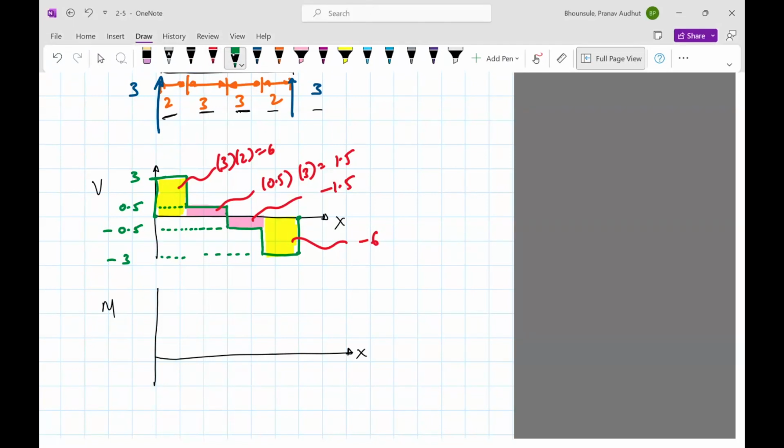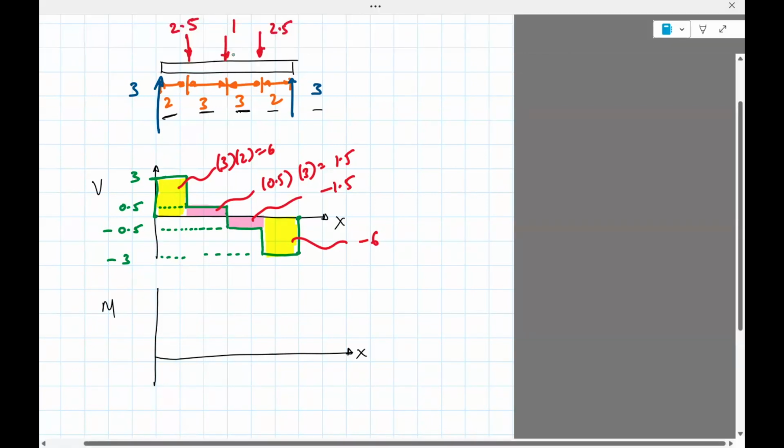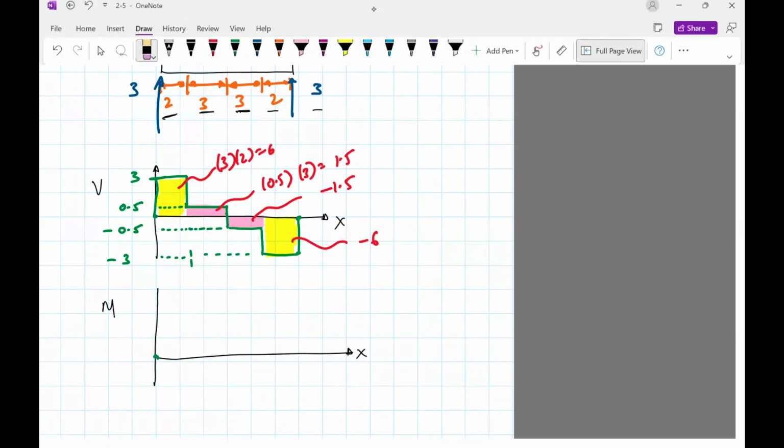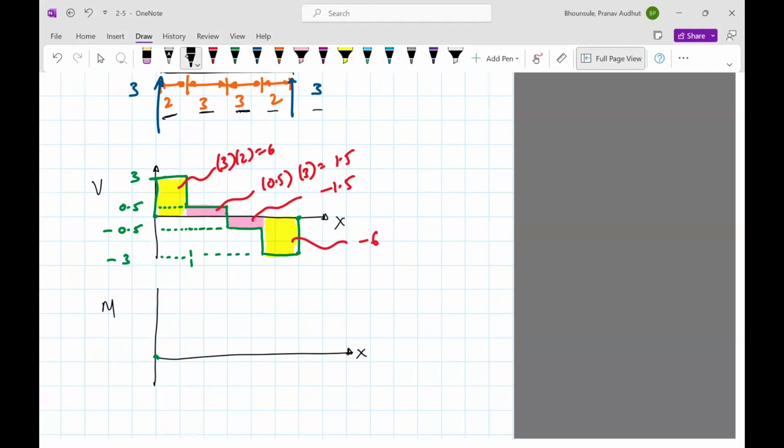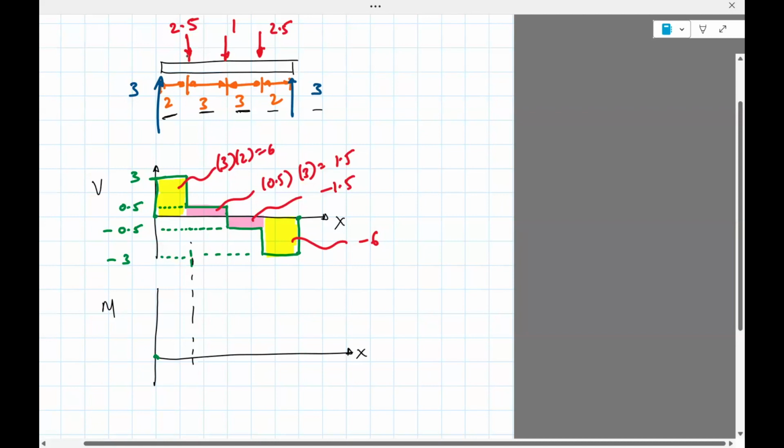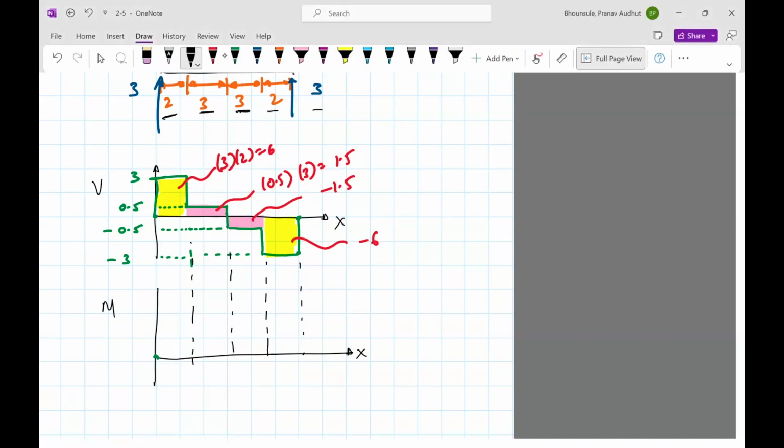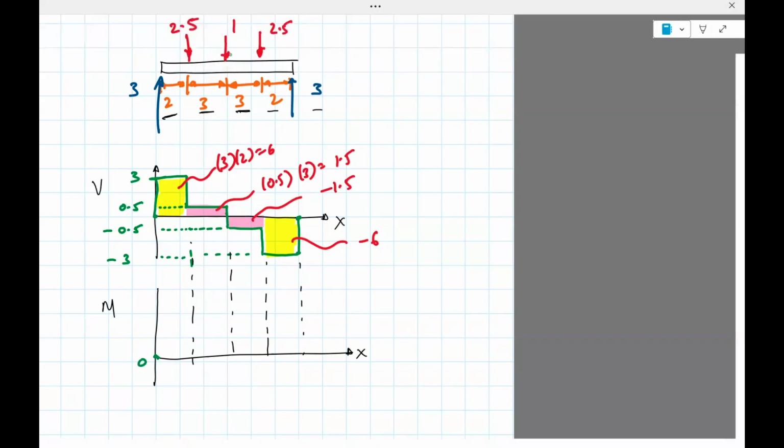Okay, so with that, we can draw the bending moment diagram. We'll start with 0, and we should have 6 at, let me draw this. Okay, so it starts at 0, goes all the way to 6 because the area is 6. And it's going to be linear because the shear force is constant, right? If the shear force is constant, the integral of a constant is a straight line.